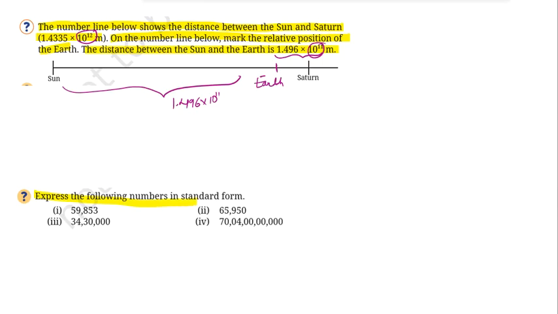Express the following numbers in the standard form. So 59,853. So let's write the numbers one by one. So the first one would be 5.9853 and then 10 raised to the power of 4. That would be the answer to the first one. Then for the second one, I may write 6.595 into 10 raised to the power of 4 again.